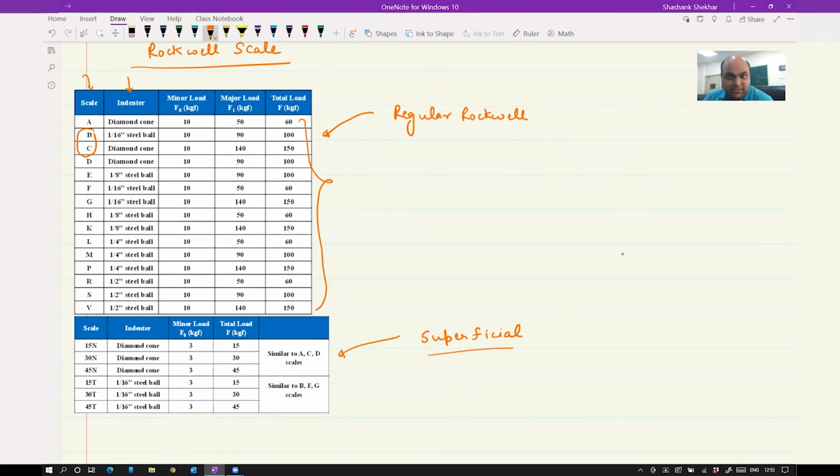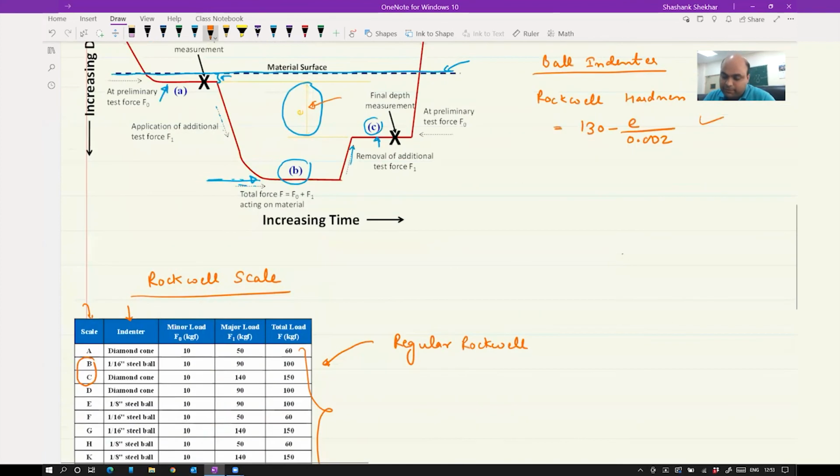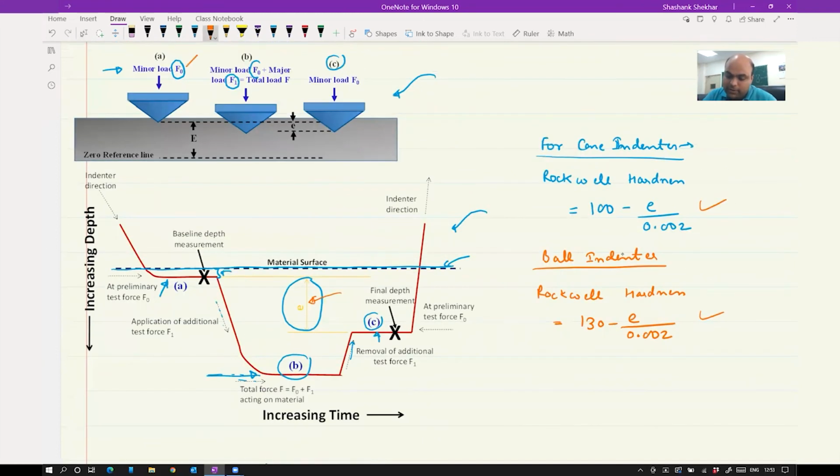When we use the B scale, if you remember the dial I showed you before, there we had the B scale and C scale. If you use the B scale, the indenter is going to be a 1/16" steel ball. And for the C scale, it is going to be a diamond cone with a 120-degree angle. In all the cases, you are going to have a minor load, which is F0, of 10 kgf. This F0 value.